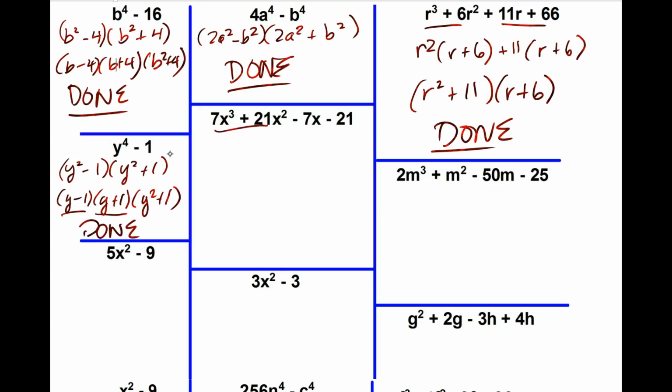So I know I'm factoring by grouping. I know that. And so I take out a 7x squared.